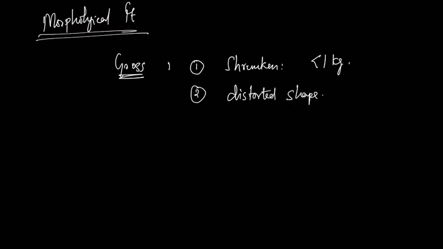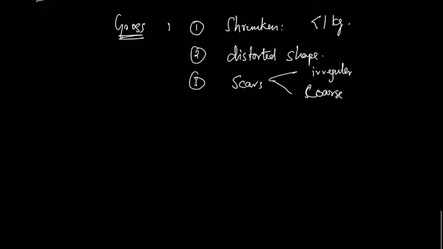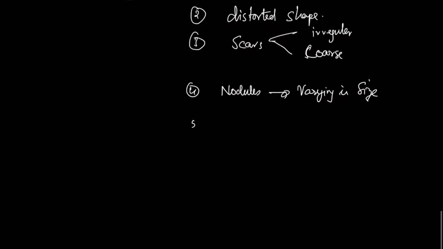All right, thirdly, there are irregular and coarse scars. So the scars are irregular and coarse. All right, fourthly, the nodules. These nodules are varying in size. All right, now fifth, the cut section.